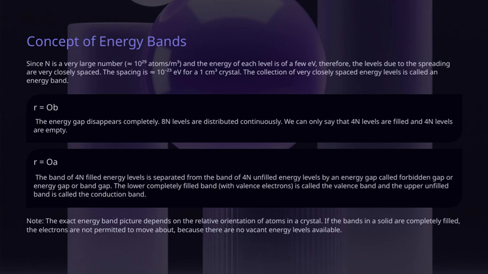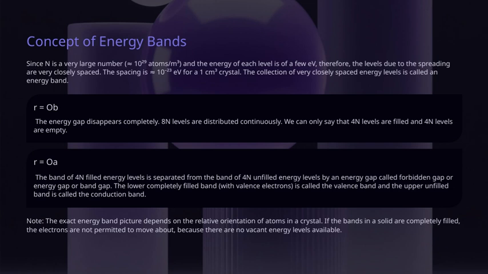Now picture a band of 4n filled energy levels. This band is separated from the next band, which has 4n unfilled energy levels, by a gap called the forbidden gap, or sometimes just the energy gap or band gap. The lower band, which is fully filled, is known as the valence band, and the upper unfilled band is called the conduction band. As we move to the case where the energy gap disappears completely, things change dramatically.